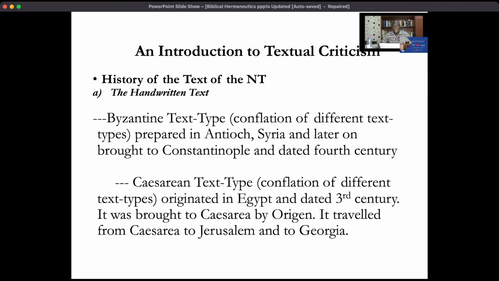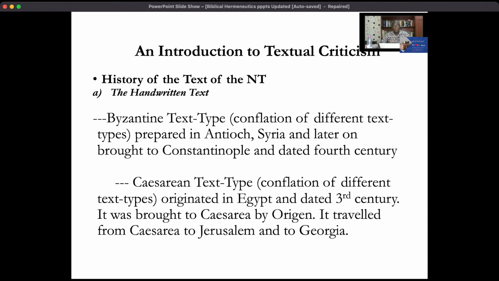The third one is Byzantine text type. This text type combined different texts from Western text type and Alexandrian text type, and it was prepared in Antioch. And that's Antioch in Syria, and later on brought to Constantinople and dated around 4th century.